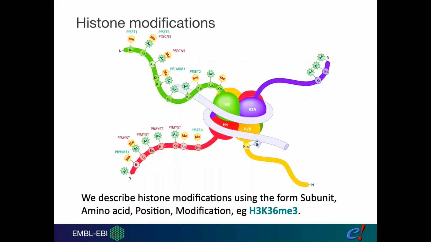We also have histone modifications. As I said, hopefully this is a bit of revision. Histones are these massive octamer proteins which have the DNA wrapped around them twice. They have these big dangly tails which are rich in arginines and lysines, and these arginines and lysines can be methylated or acetylated, and the methylation or acetylation of these tails affects transcription. They're described in this format, and you'll see this format in Ensembl.